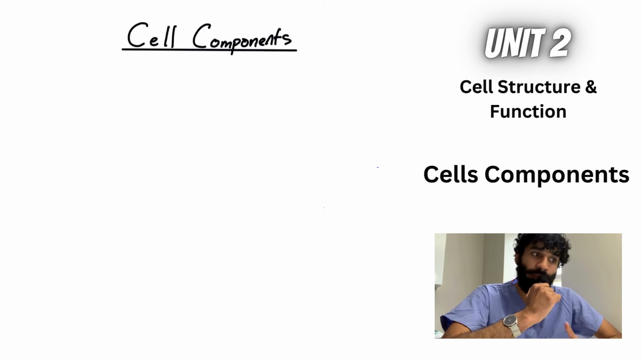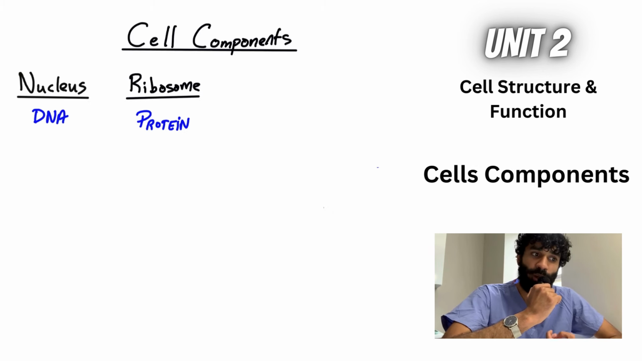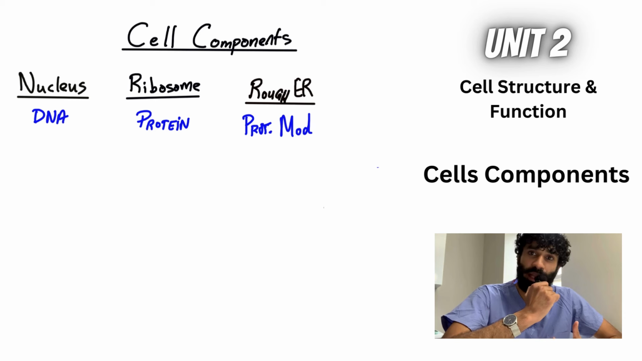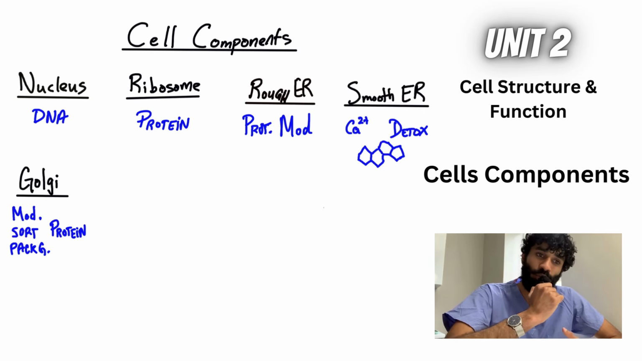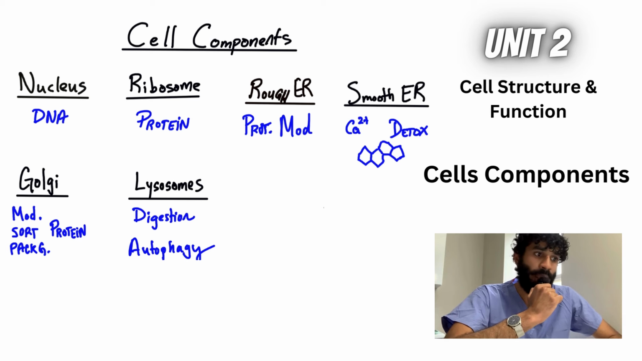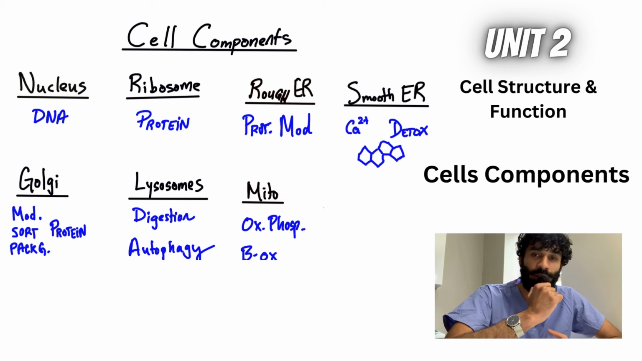Second block is cell components. The nucleus stores DNA. The ribosome makes protein. Rough ER modifies proteins. The smooth ER stores calcium ions, detoxifies, and also makes steroids. The Golgi modifies, sorts, and packages proteins, while the lysosome is involved in digestion and autophagy. You have the mitochondria, which produces ATP via oxidative phosphorylation, but also breaks down fats via beta oxidation.